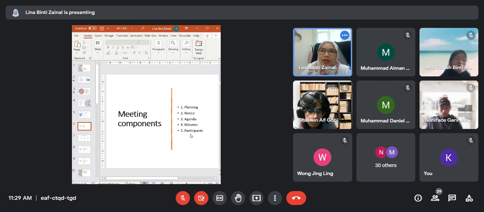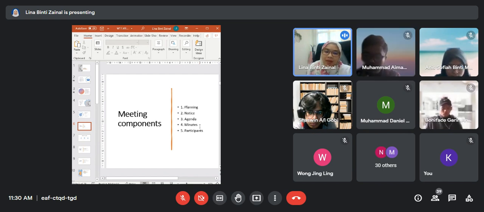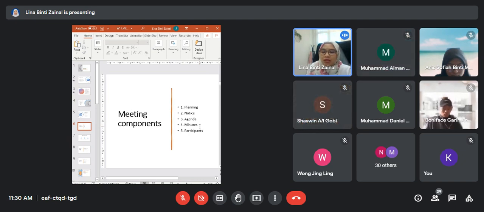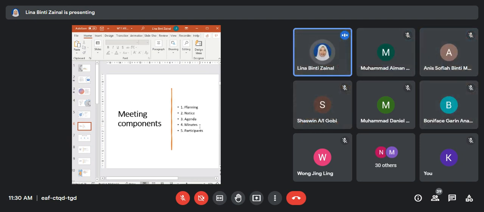In Bahasa Melayu it is called minit mesyuarat. In English it is called minutes of meeting, where all the details that were discussed during the previous meeting are reported in that document. And then lastly, participants. Who will be involved in the meeting? You have to list down every person's name, cannot miss anyone.